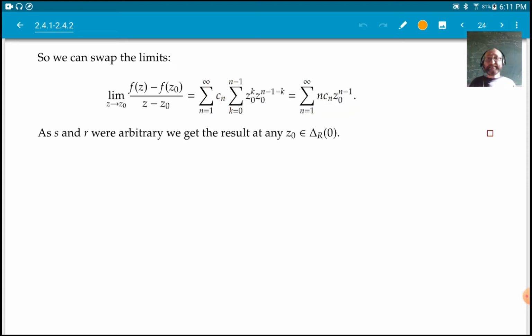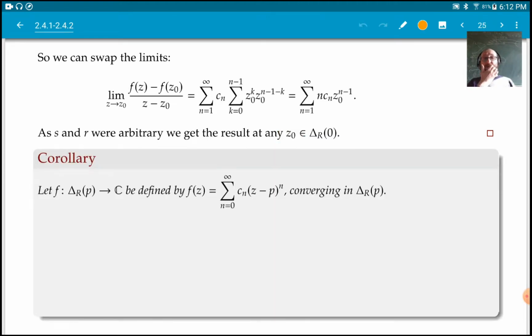And since S and R were arbitrary, if we had any z naught, we could choose an S and R that are bigger than the modulus of z naught. All right.